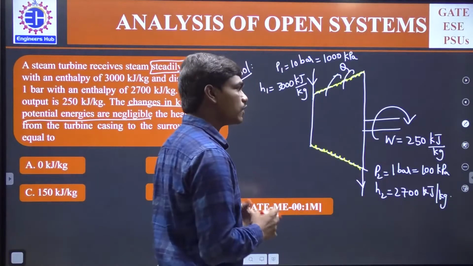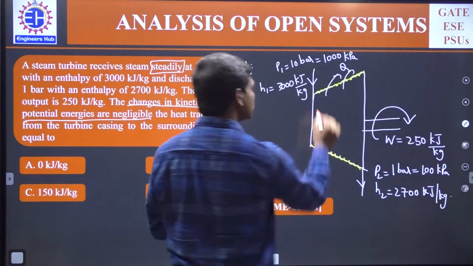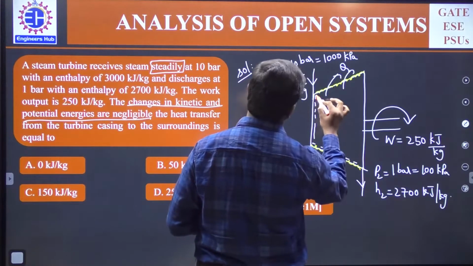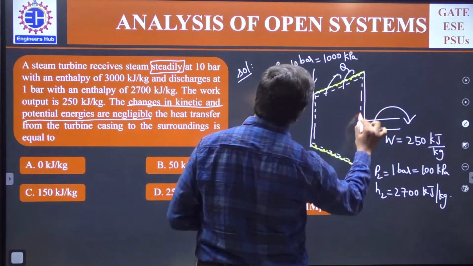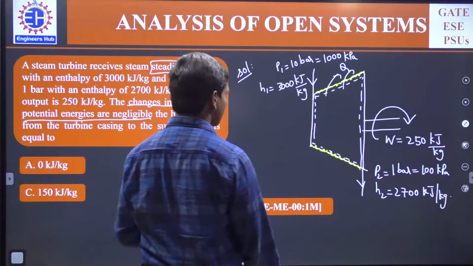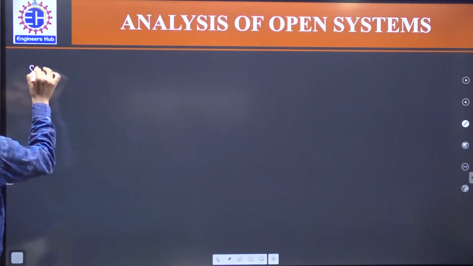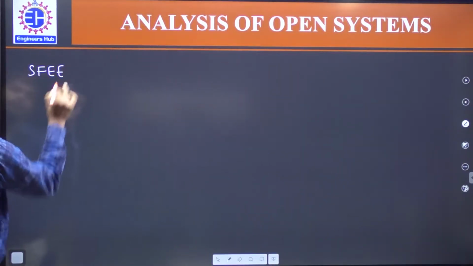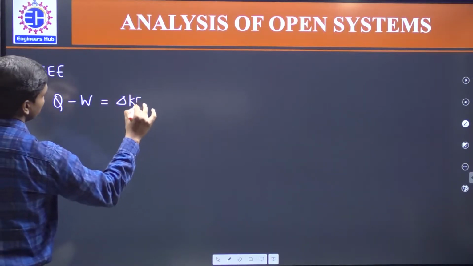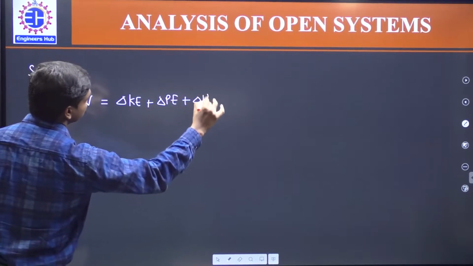Let us apply the steady flow energy equation. We can apply it because this is an open system with a control volume as this, and these are the quantities mentioned in the question. So now you want Q dot. Let us solve this. The steady flow energy equation is Q minus W is equal to delta KE plus delta PE plus delta H.